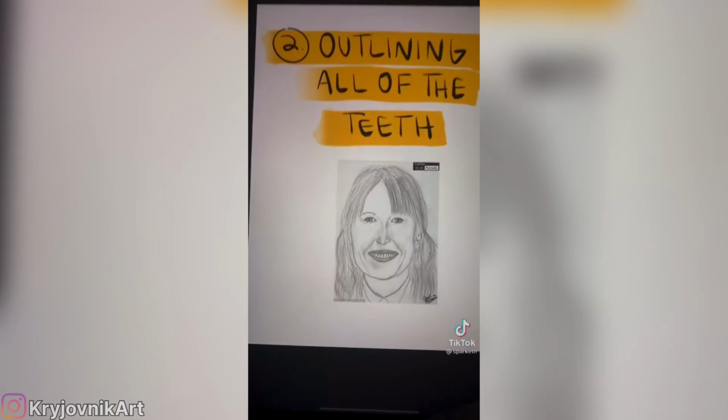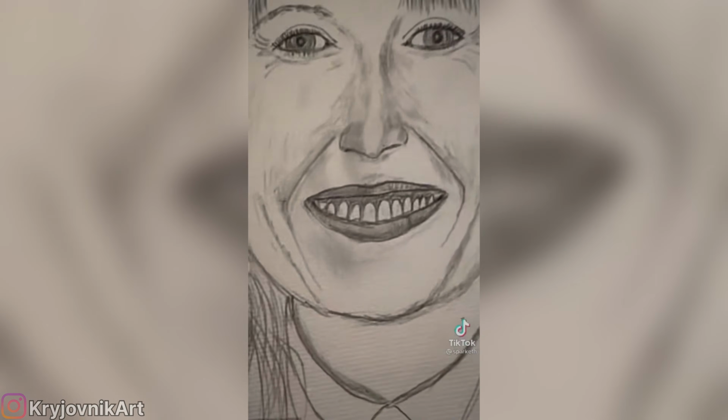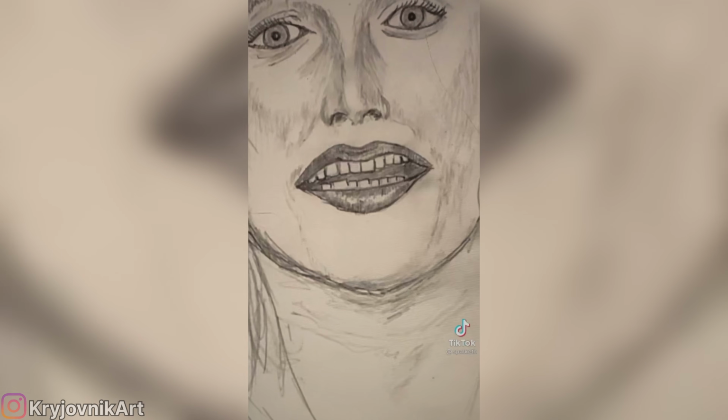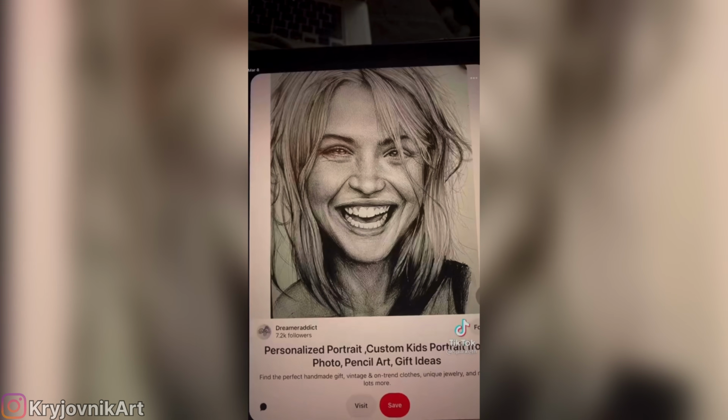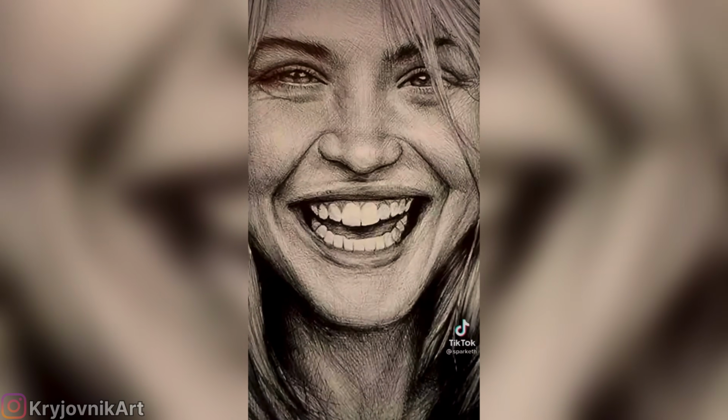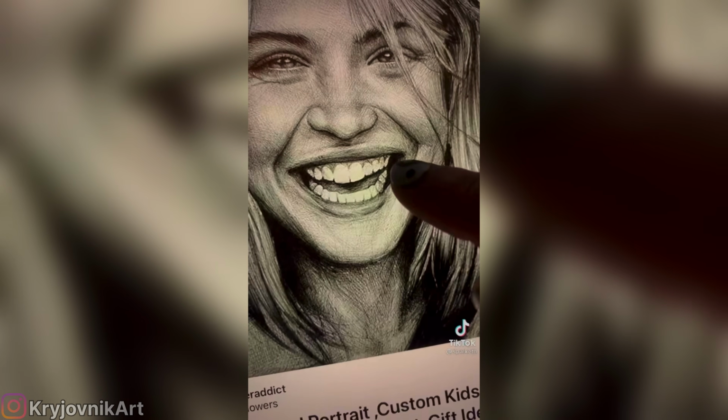Number 2 is outlining all the teeth, and I've talked about this before, but we don't have black in between our teeth, hopefully. So usually when you look at well-rendered portraits, you'll see that there's kind of a gap in between some of the lines. And of course, check out those corners.